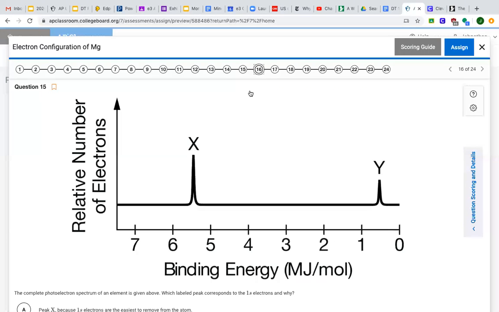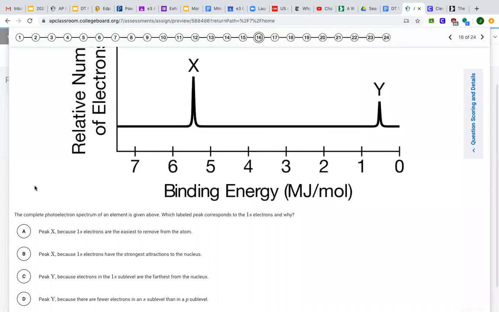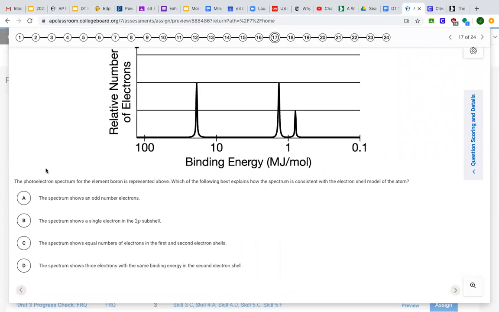Good job. And then the complete photoelectron spectrum of an element is given above. Which labeled peak corresponds to the 1s electrons in Y? B. B as in boy? Yes. Yeah, that's what I got as well. Antonio, did you get that too? Yep, there are more of them. So do we know what atom this is? Can we say which atom it is? Lithium? Yeah, right? You've got 2 1s electrons, and then you've got 1 2s electron. That's lithium. Yep.